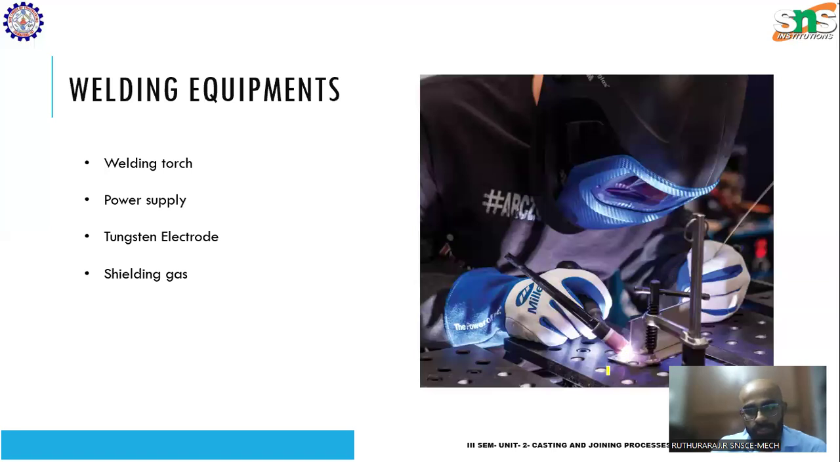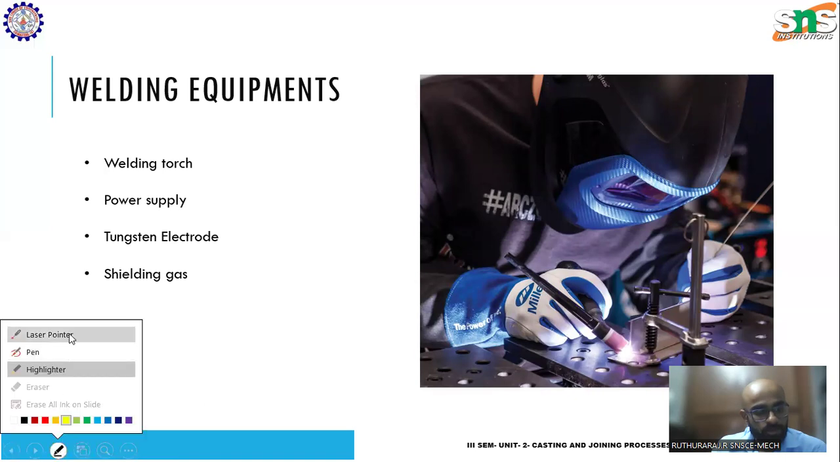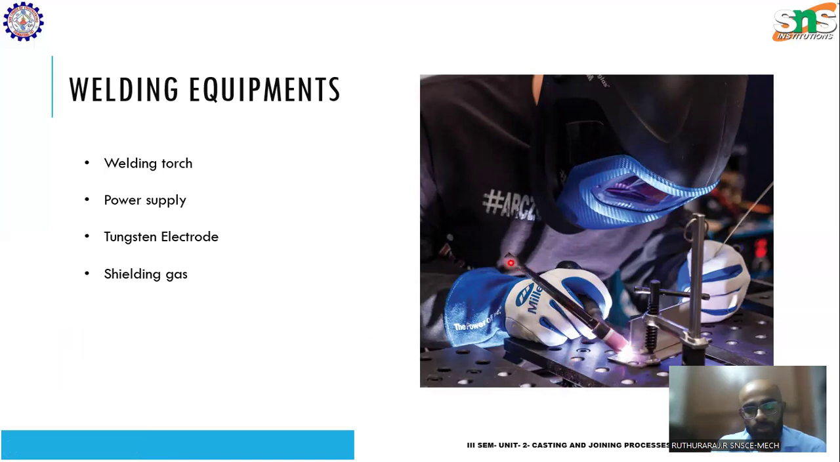As you can see in this image, this is the electrode, and the wire held by the operator is the filler rod. When you take arc welding, the electrode used is a consumable electrode. What it means is that it melts along with the workpiece during the welding process. But in the gas tungsten arc welding process, the electrode will not melt because it is made of tungsten. Hence the name gas tungsten arc welding. Here a filler rod is required to provide excess material during the welding process.